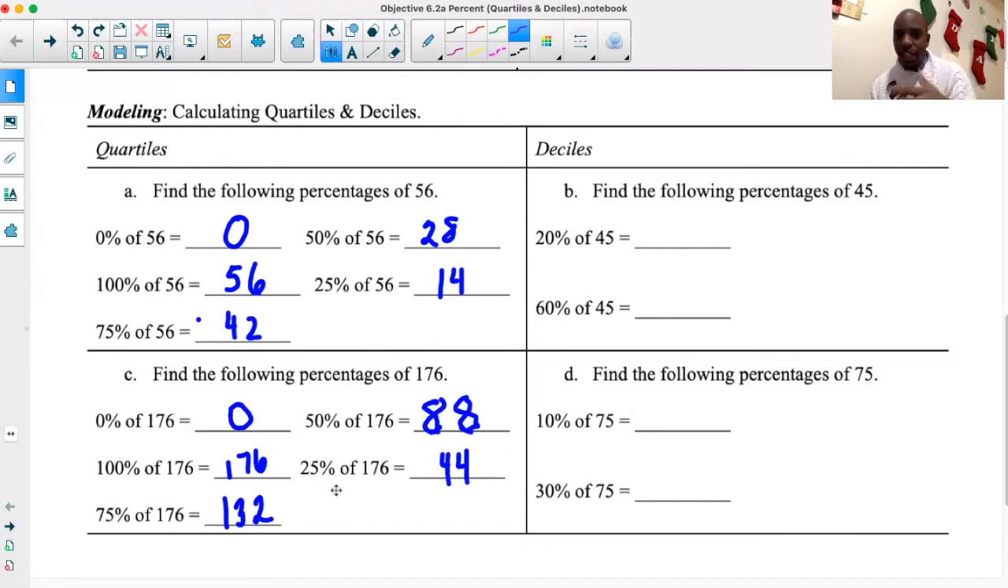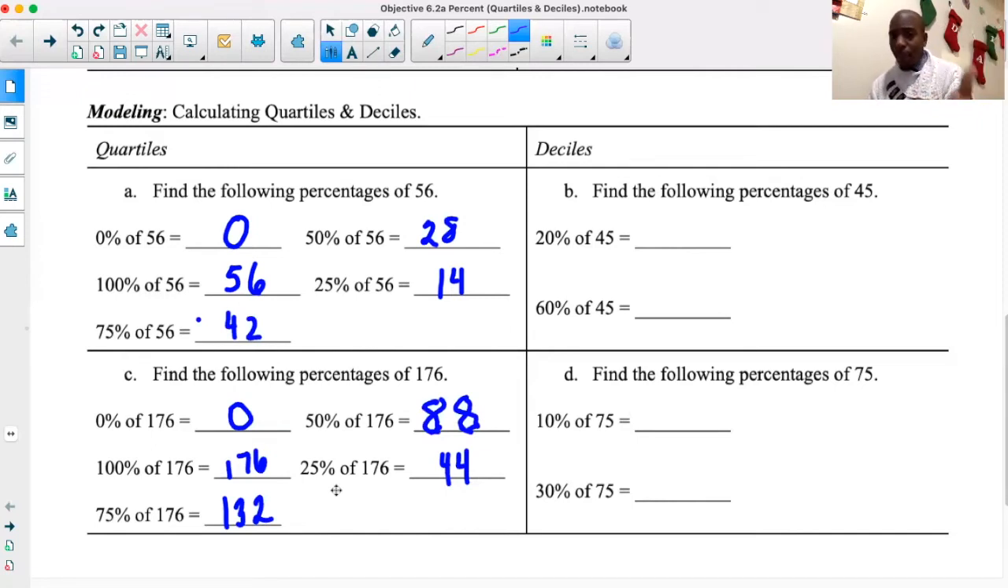Now, B and D are a little bit different because we're dealing with deciles. Okay. Deciles are multiples of 10. 10 times 2, 10 times 6, right? You'll notice 20%, 60%, 10 times 2, 10 times 6. So, Ms. Woodford, how can I figure this out off the top of my head without a calculator or without the need to turn it into a decimal and then multiply, right?